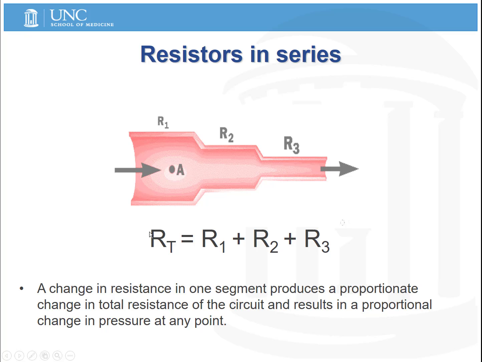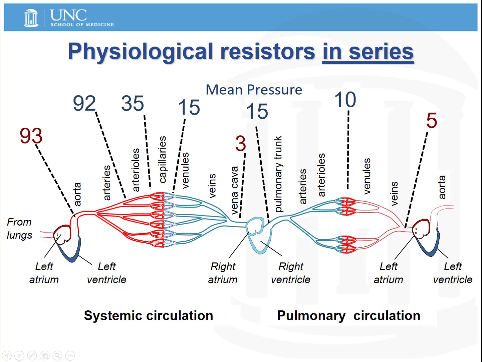So this means that the total resistance of the series must be greater than the resistance of any individual component or any individual segment. And changing the resistance of any single segment produces a proportional change in the total resistance of that circuit and to the pressure at any single point. And the systemic circulation is an example of blood vessels in series.